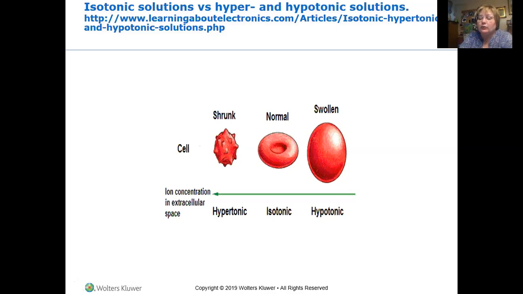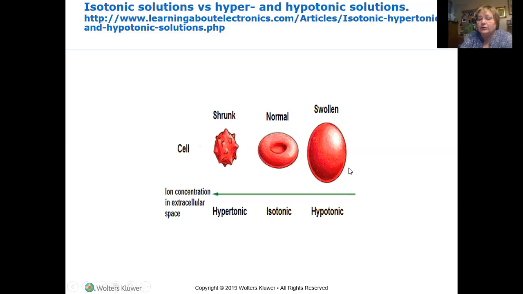So when your levels of salt are not where they should be, sodium 135 to 145, if I'm in a state of being hypertonic, and if my sodium level is say 150, then my cells themselves are going to end up becoming dehydrated.